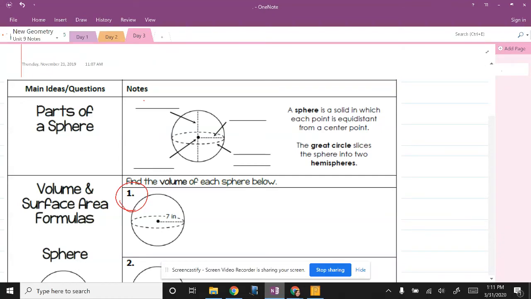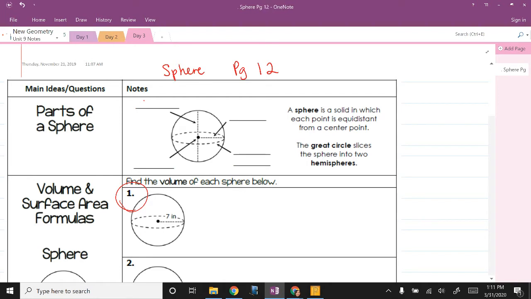Okay. So this next day in geometry, we're going to talk about a figure that we haven't spoken much about, and that is a sphere. And in our packet, we are looking at our notes on page 12 in our packet.